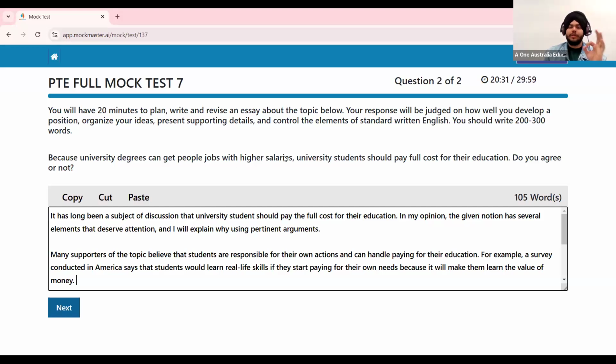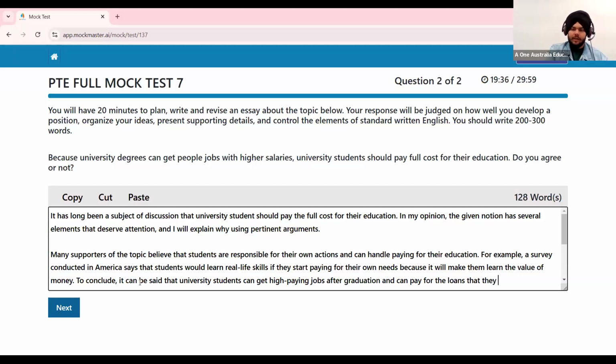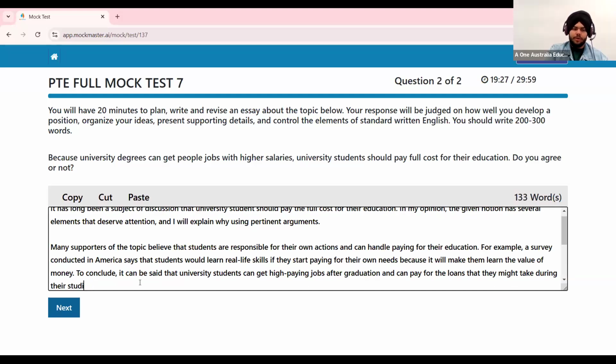It says university degrees can get people jobs with higher salaries. Now what we are going to do is write something with it. So here I can say, to conclude, it can be said that university students can get high-paying jobs after graduation and can pay for the loans that they might take during their studies.